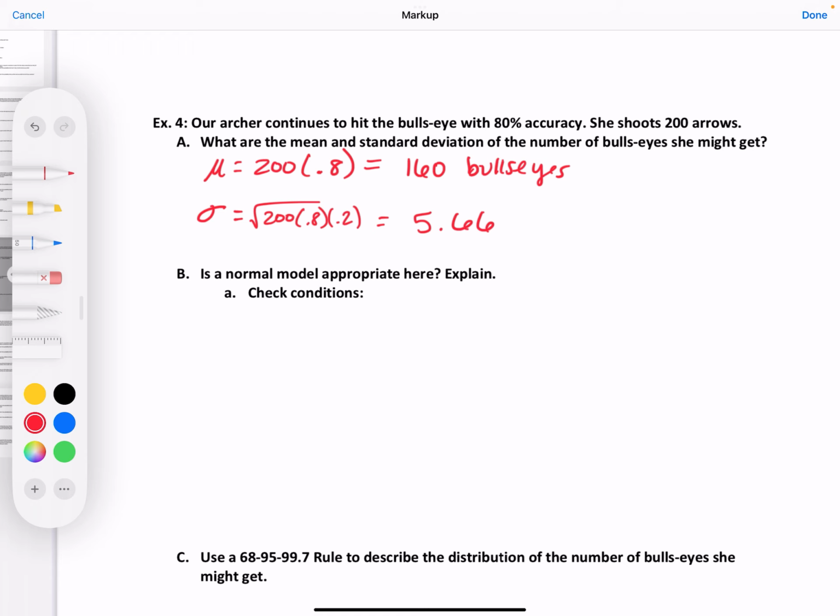So, is the normal model appropriate here? We need to check the conditions for that. Our first condition is that NP is greater than 10 and NQ is greater than 10. So N times P, we already said, is 160, which is greater than 10. And N times Q would be 200 times 0.2, which is 40, which is also greater than 10. So our sample size is large enough.